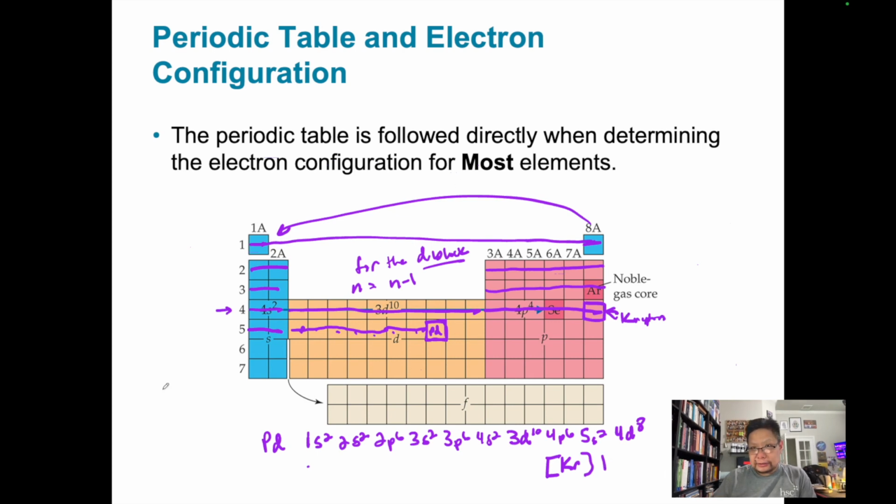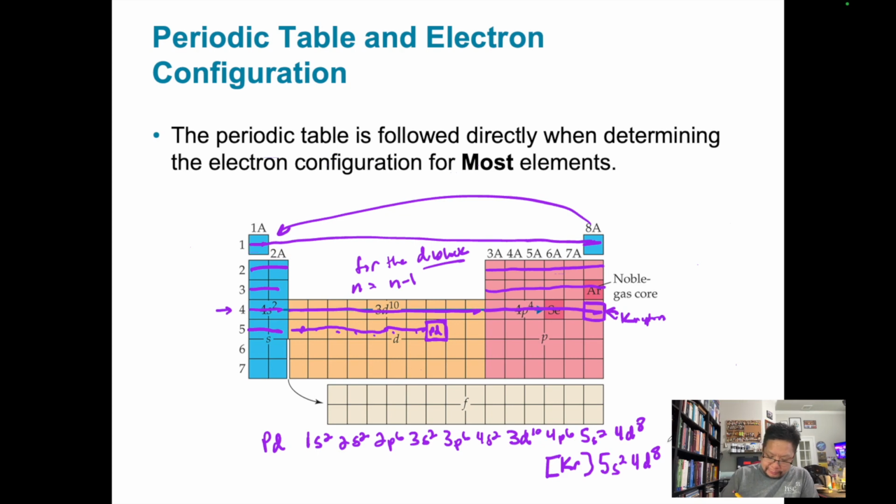I don't know why I keep on writing these things here that shouldn't be here. Oops. I'm still in the eraser. My bad. So 5s2, 4d8. And so that's how you do the electron configuration for both condensed and expanded for palladium, right? But they're all the same thing, right? If I ask you for any kind of electron configuration, they're all done the same way.